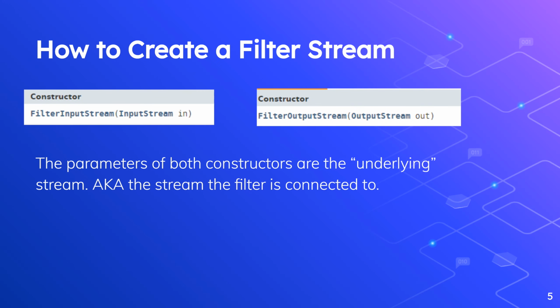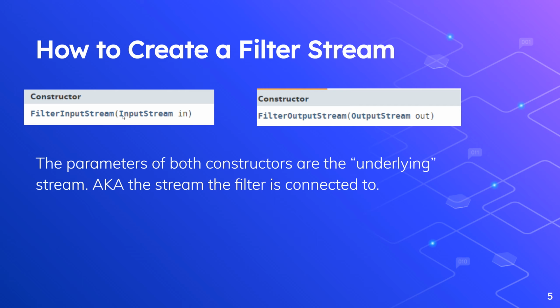There we go. So how do we create a filter stream? We have the two constructors here. We have filter input stream and we have filter output stream, and they both have one parameter. That's the only parameter that you can accept to instantiate any of these or subclasses. For example, for filter input stream, we just have a single input stream class here as the parameter, or object, I guess you could call it.